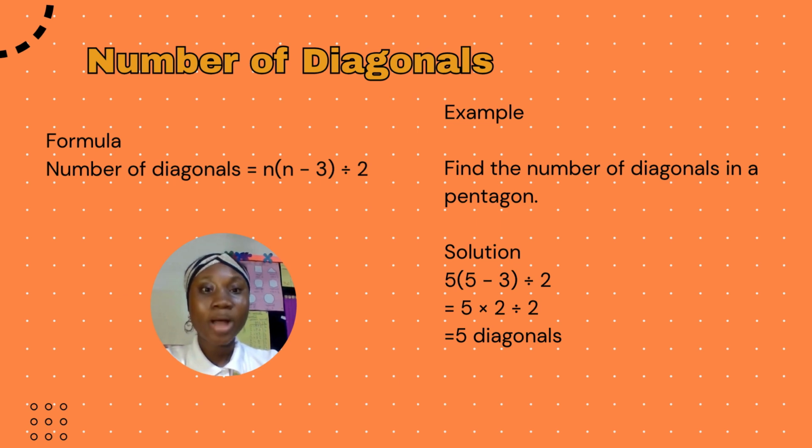Example, find the number of diagonals in a pentagon. Now, a pentagon has 5 sides, so write that down. So 5 sides, times, in brackets, the same 5 sides minus 3, divided by 2. Now deal with what's inside the brackets. So 5 minus 3 gives you 2. You now have 5 times that 2. That gives you 10. And 10 divided by 2 will tell you that you have 5 diagonals. So there are 5 diagonals in a pentagon.